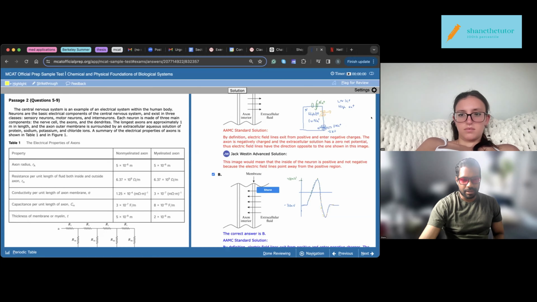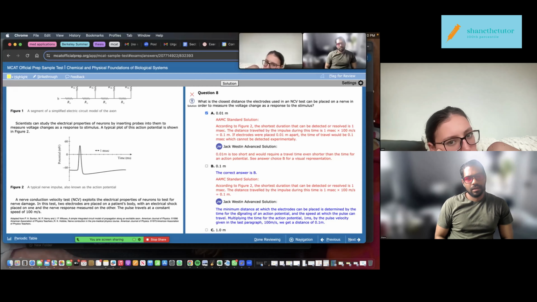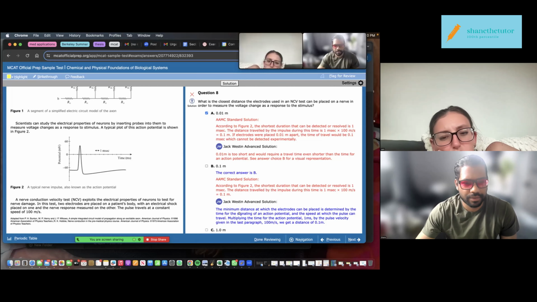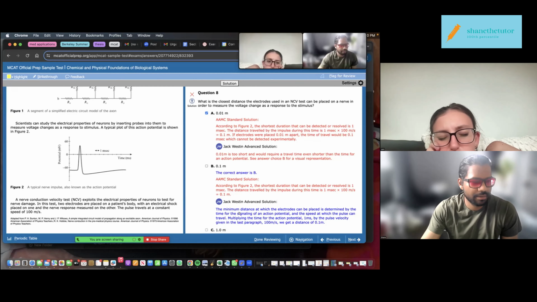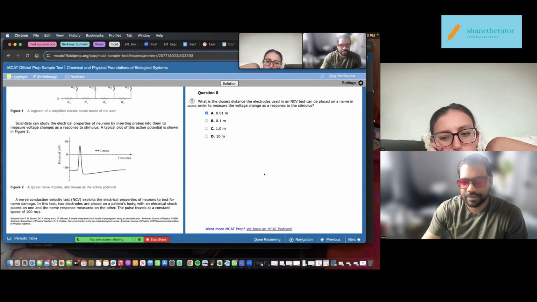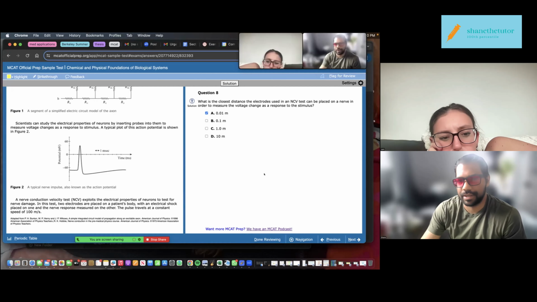Okay, I was really confused here because I was trying to think of it from a human body perspective. 0.1 meters seems, well, I'm not even going to say anything about 1 meter or 10 meters, but I don't understand how it can be 0.1 meters. How would it be too short? Let's hide the solution so we can get a fresh look at this. Let's first of all make sure we understand what they're asking. What are they asking?